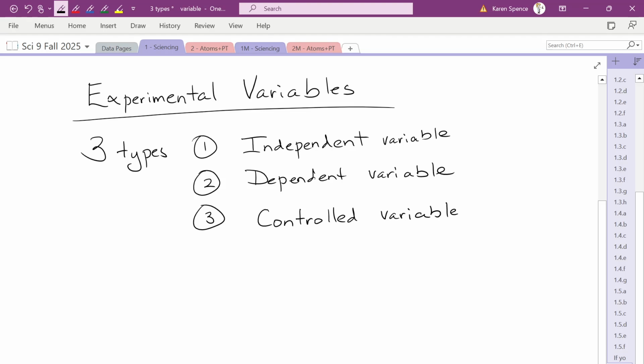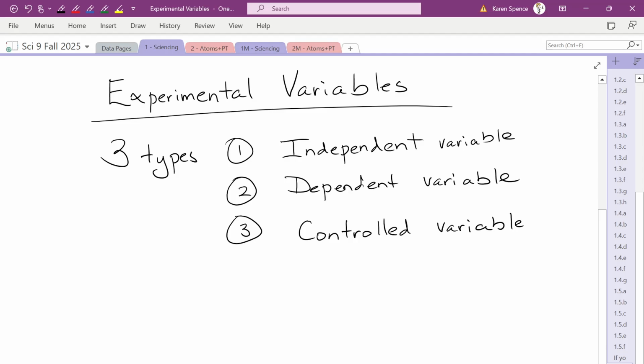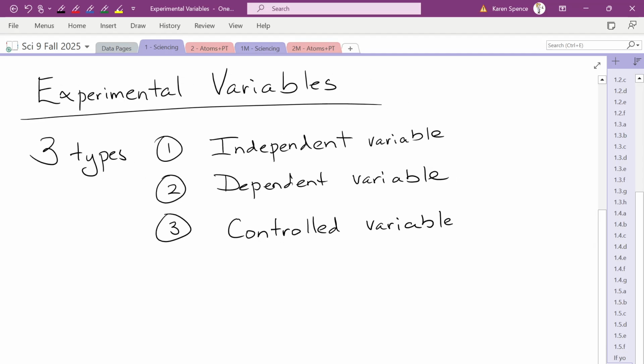Which one of these things should be plural for any given experiment? Should it be the independent variable? Should we have more than one of those? Should we have more than one dependent, or should we have more than one controlled variable? Yes? Pardon me? We should have more than one controlled variable. Okay, so it's the controlled variables. All right.